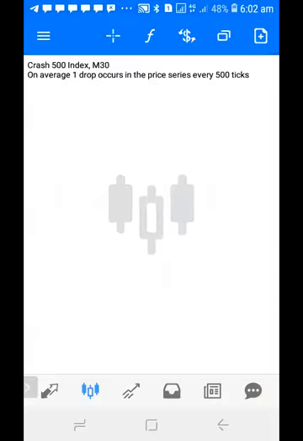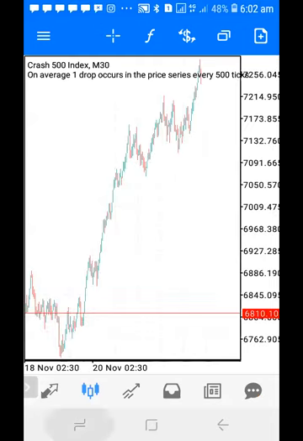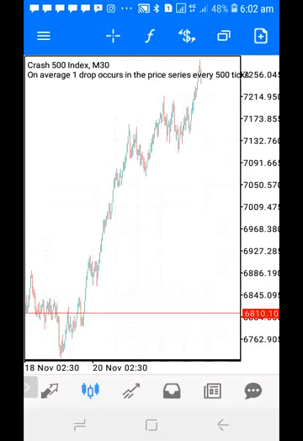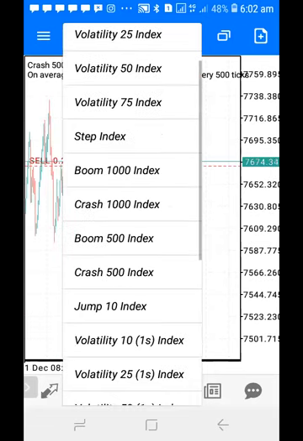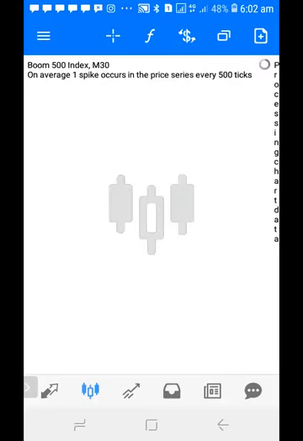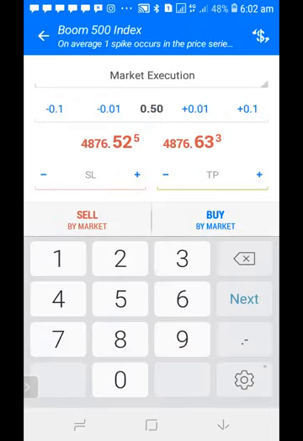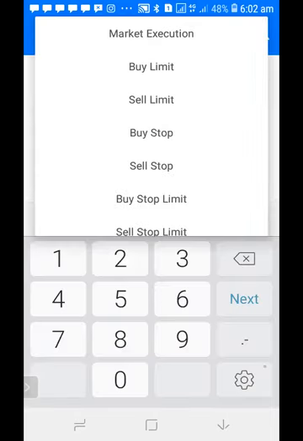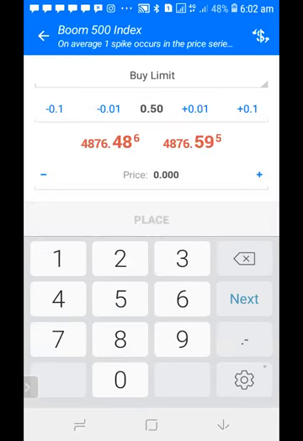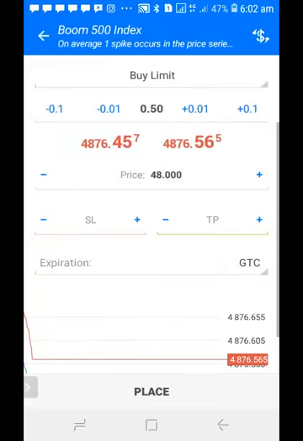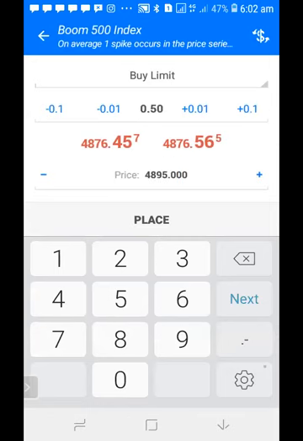So immediately I go to my TradingView and look for Boom 500. Was it Boom 500 or Crash 500? It's Boom 500. So I look for it, that is Boom 500, and I click. Now I come to buy limit. It was waiting for 4893.5.